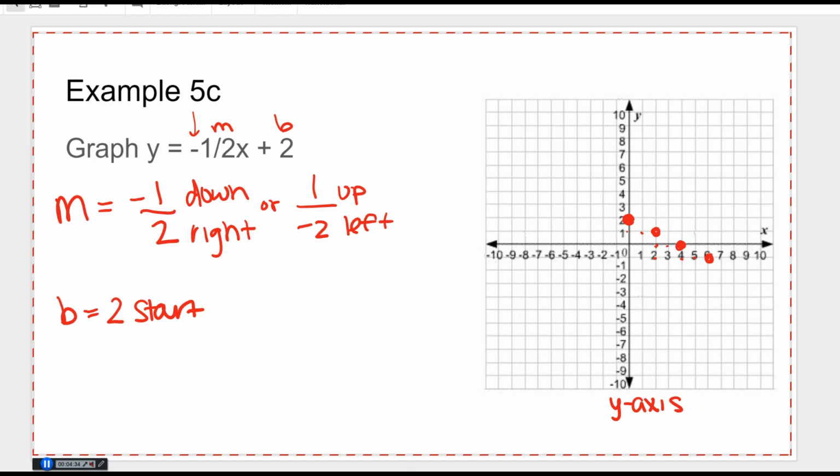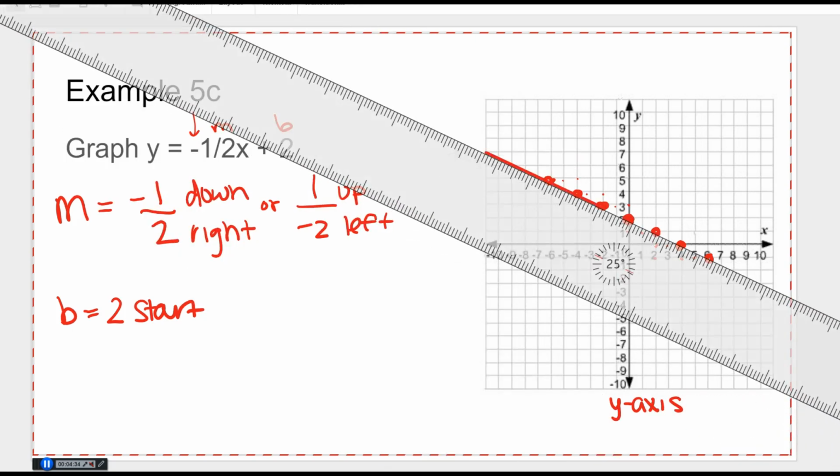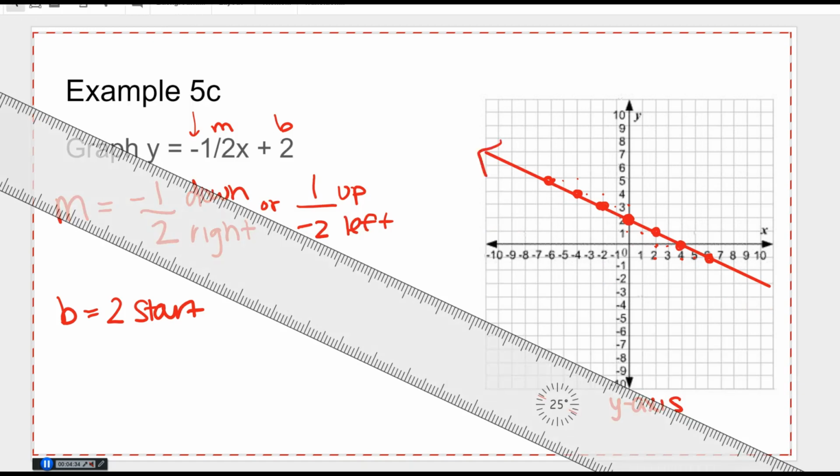And you would keep going. We'll go back to the y-intercept, count up, left 2, up 1, left 2, up 1, left 2. And then grab your straight edge, connect those dots, put an arrow on either side.